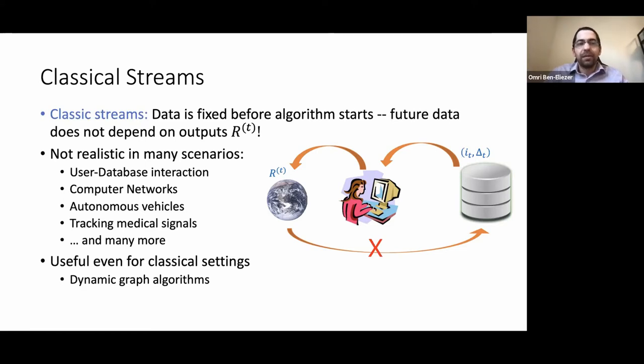This assumption that future elements do not depend on previous outputs may just not be realistic in many situations. For example, if there's a customer buying items from, let's say, Amazon. Amazon offers some initial set of items to the user, and then the user might choose one of them. Then the next set of items provided to the user depends on the chosen one. The user chooses another and buys another item, and so on. So the stream of items that the user buys depends on outputs of Amazon's algorithm, because the items can only belong to the list of items that Amazon provides.